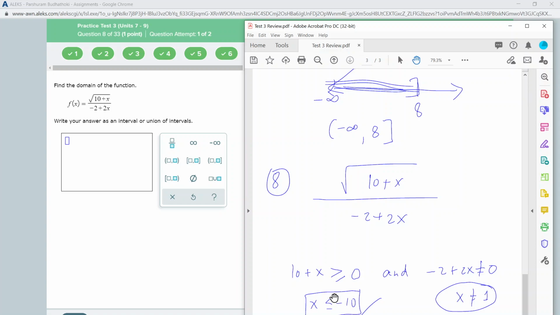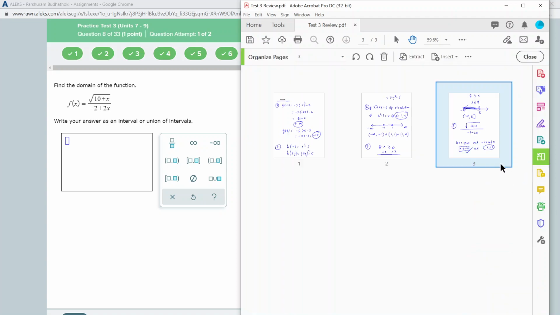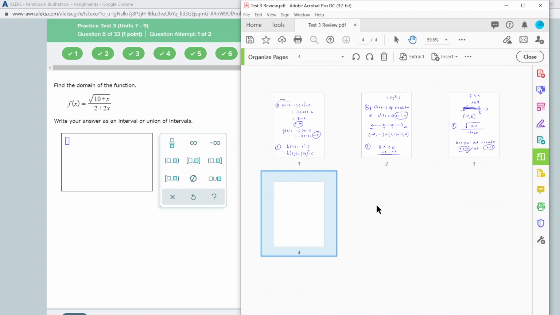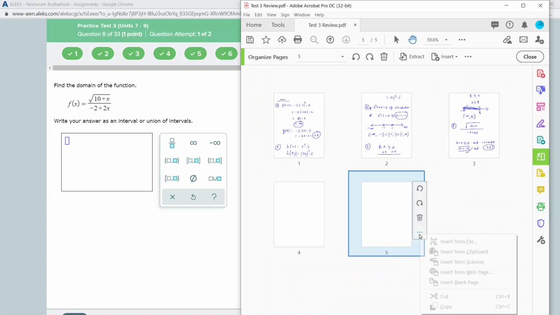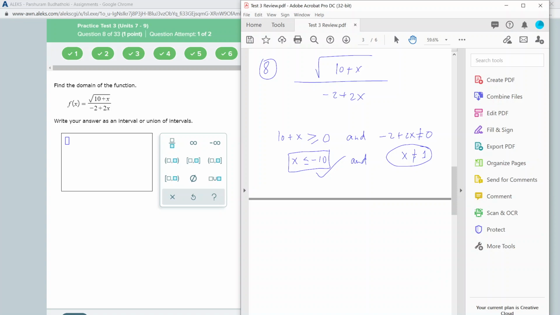If you choose x less or equal to negative 10, then that would be fine. The symbol means intersection. X cannot be equal to 1, and x would be less or equal to negative 10. So the intersection of both of them would be x less or equal to negative 10, and the other part is anything except positive 1.